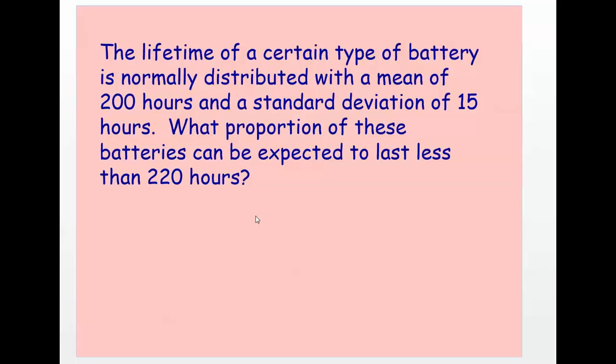So they tell us that on average, the mean, is about 200 hours. What percent of the time are they going to be actually less than 220? Okay, so we start off by writing our probability statement, which is the probability of an observation, capital X, being less than 220.